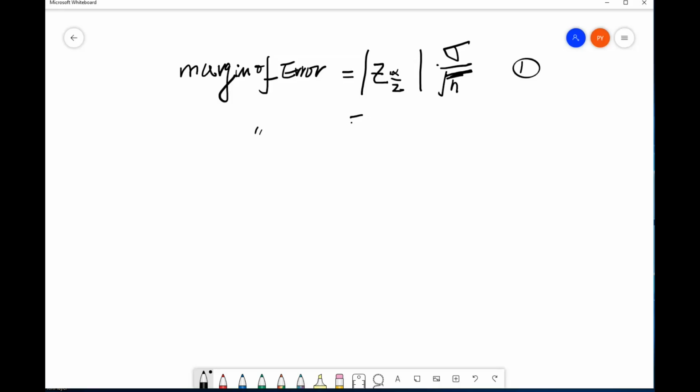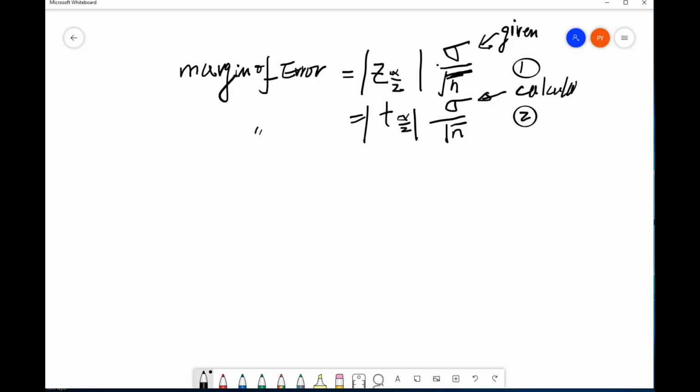Equation number 2 is when sigma is not given. Then we apply the t distribution, t times sigma over the square root of n. Let's call this equation number 2. In equation number 1, sigma is given. In equation number 2, we have to calculate sigma and plug it in. Why alpha divided by 2? Because here we assume it's two-sided. In the future, if it's one-sided, then it is alpha.